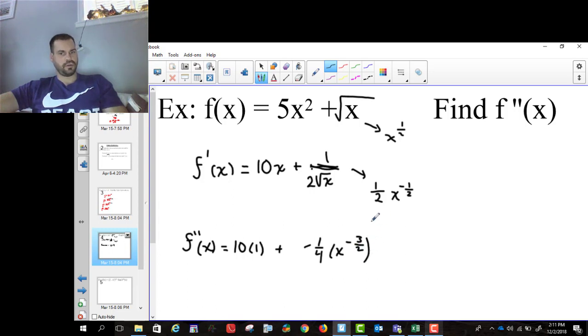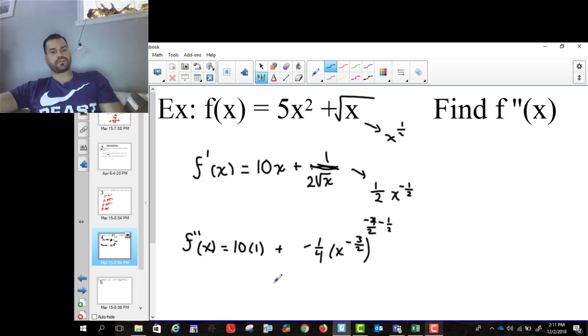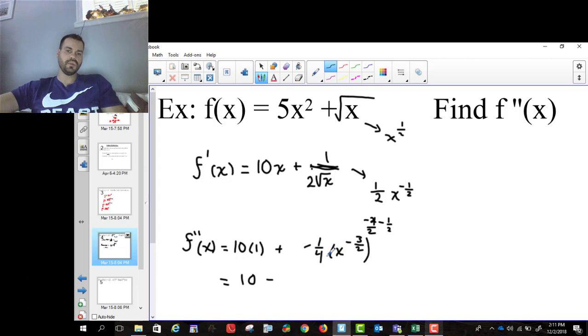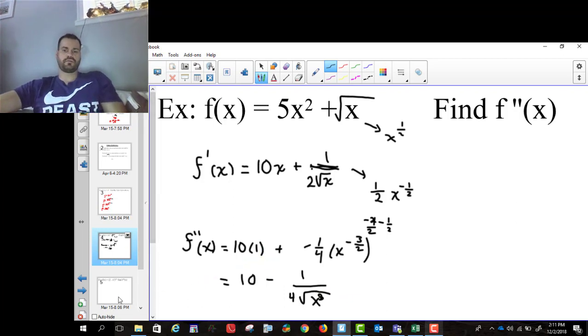So I'm going to get minus 3 over 2. And if you're wondering where I got that, minus 1 minus 1/2, right? So 1 becomes 2 over 2, and that's where we get our minus 3 over 2. And then to simplify that just a little bit, that's 10 minus 1 over 4 square root of x cubed. That's supposed to be 3. Okay, so there's my second derivative.